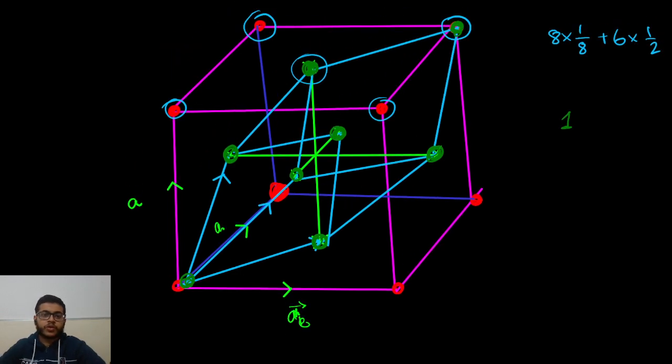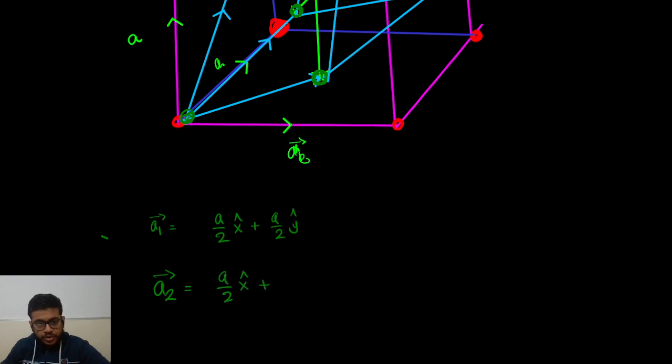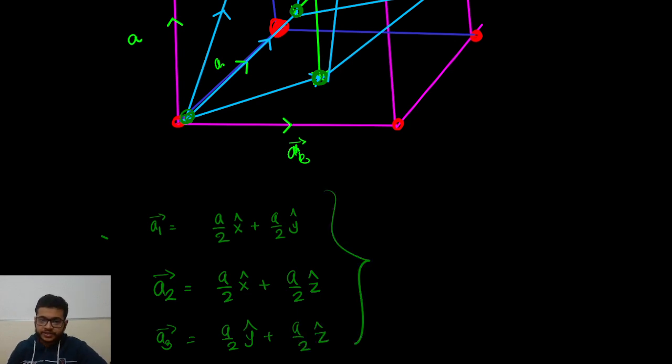Okay, so what are the primitive lattice vectors? The primitive lattice vectors of the FCC unit cell are A1 equal to A by 2 x cap plus A by 2 y cap. The second lattice vector is A by 2 x cap plus A by 2 z cap. And the third lattice vector is A by 2 y cap plus A by 2 z cap. So these are the primitive lattice vectors.